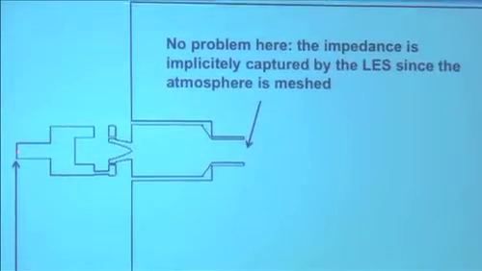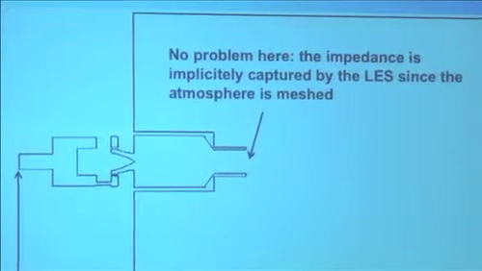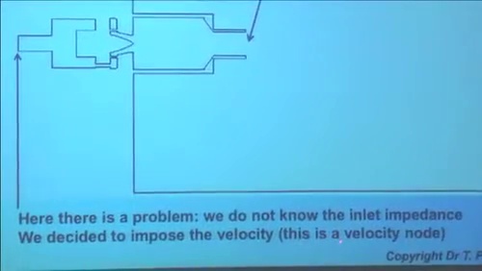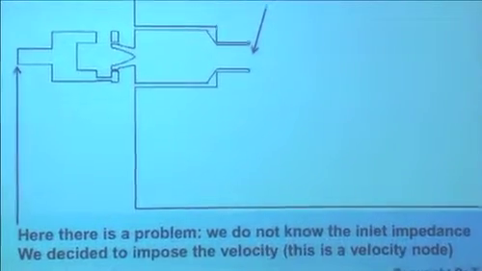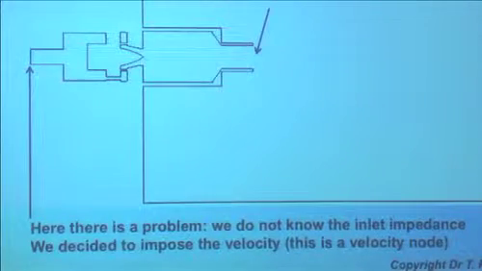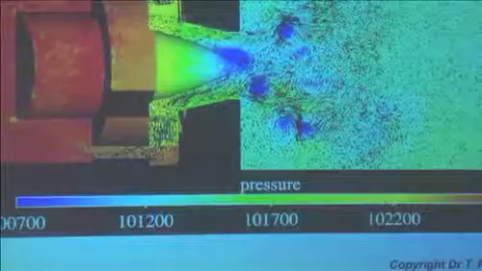Here there's a small detail. Of course, this is an inlet, and we don't know the inlet impedance here. And so we decided to impose the velocity, to treat it as a velocity node, and we checked later that it did not play a big role on the results because the section here is small compared to the overall section. So actually, there's a velocity node almost here. But it's one of the limitations in terms of thermoacoustics.